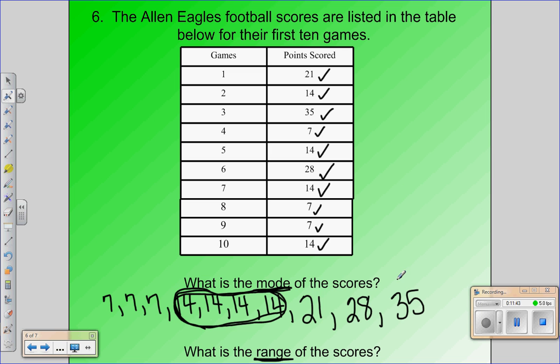I've run out of room on my screen, so I'm going to come over here. Range is easy once you have put your numbers in order from least to greatest because you have your greatest number here. Range, remember, is high minus low. Your largest number minus your smallest number. So your largest number looking at this chart is going to be 35 minus your least number, which is 7. So when you go to subtract, 15 minus 7 is going to be 8. Bring down your 2. So your range is 28. High minus low.